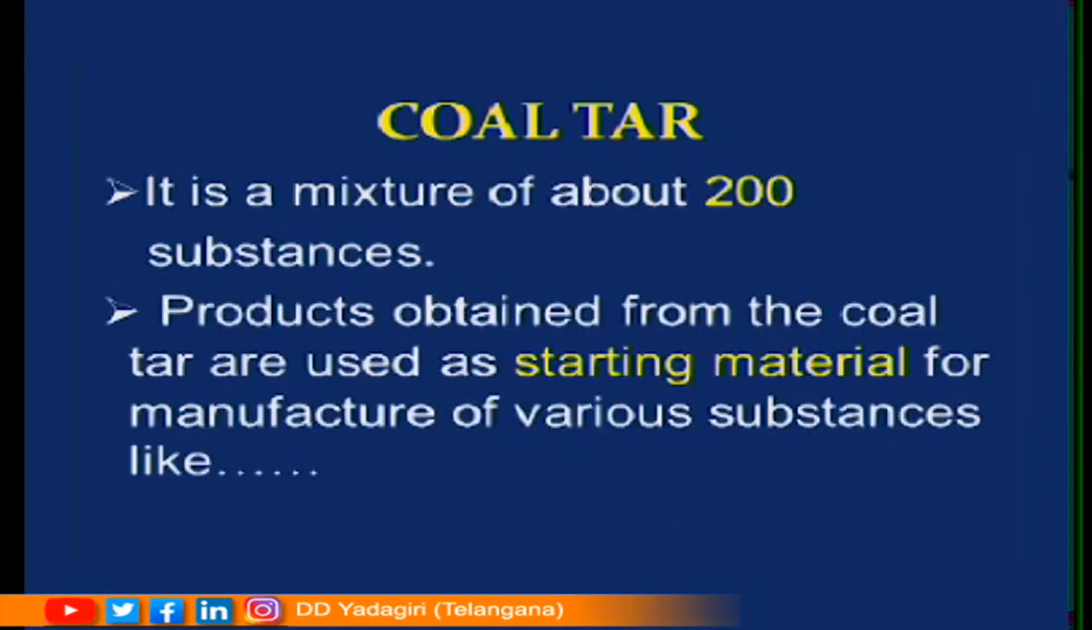Coal tar is a mixture of about 200 substances, and products obtained from the coal tar are used as the starting material for the manufacture of various substances. It is used for the preparation of various synthetic substances. In that way, coal tar is a very important and useful product obtained from coal. Some important items we will discuss.